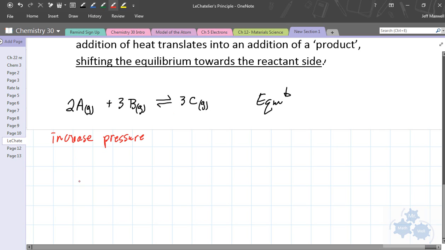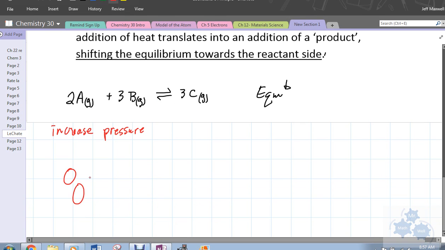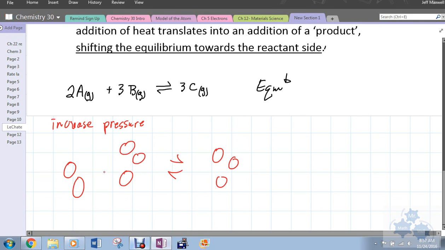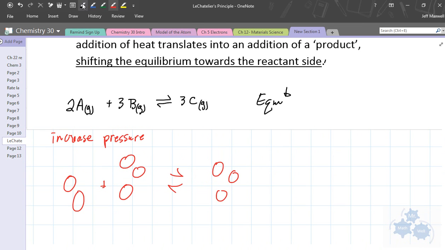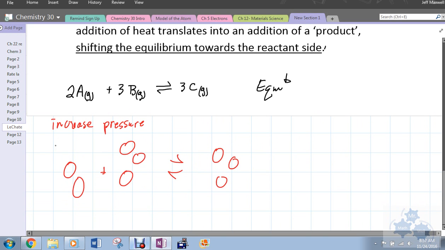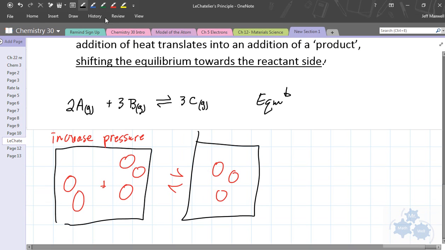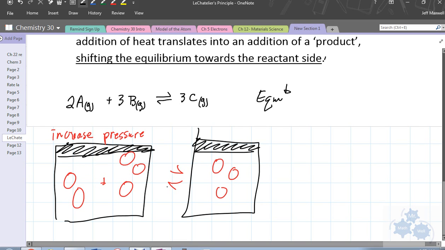Now think about this. So say we've got 2 moles, so here's a mole, there's a mole of A, and we've got 3 moles of B, and we've got 3 moles of C, okay? So this is a bit of a representation here. And if the pressure increases, so let's say we have a volume like this, and that gets decreased, okay? So now we have less of a volume. See that? The volume is decreased, therefore the pressure is increased, and this is now the only available space.